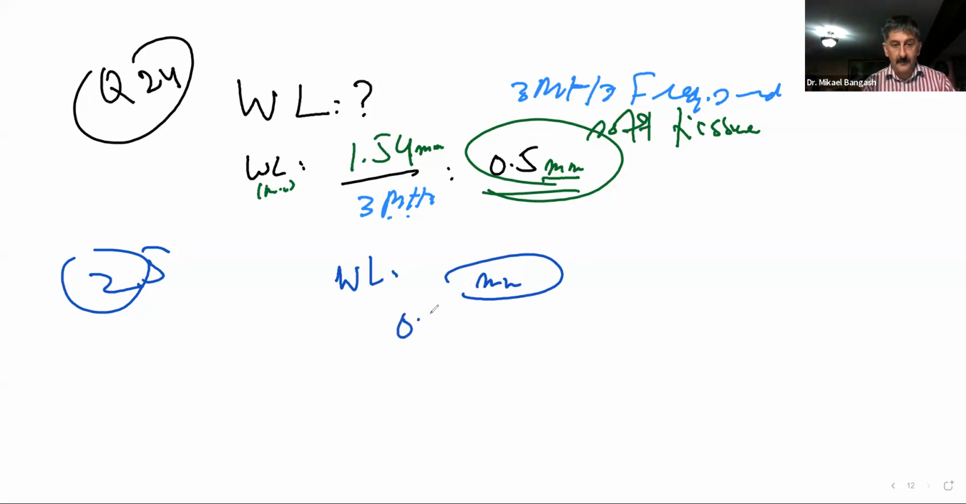Based on the values here, that would actually mean the same 3 megahertz frequency transducer, but that's not what they're asking us here. So do you know what the unit of wavelength is? It's just a tricky way of asking you about that. Did that make sense?